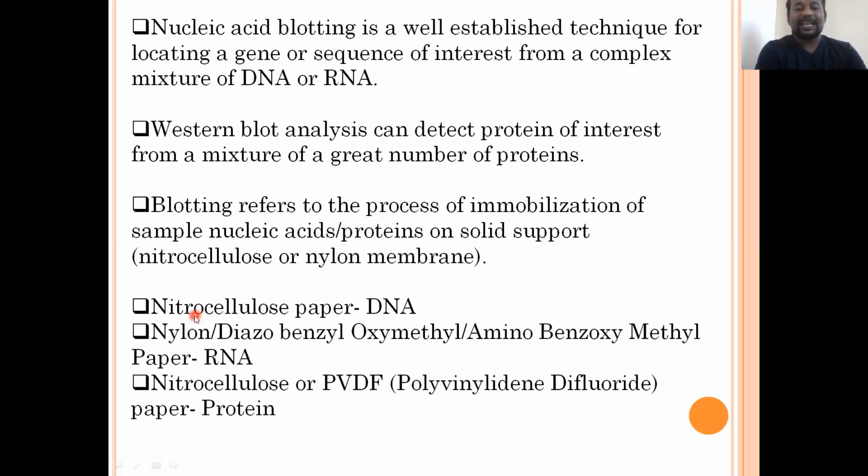In blotting, nitrocellulose paper is most commonly used. Nitrocellulose paper is used in DNA blotting, the Southern blot. Nylon or diazobenzyloxymethyl or aminobenzyloxymethyl paper is used in RNA blotting or Northern blotting. Nitrocellulose or polyvinylidene difluoride (PVDF) paper is used in protein detection, in the case of Western blot analysis.